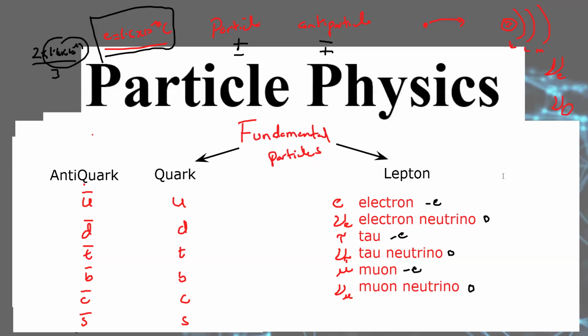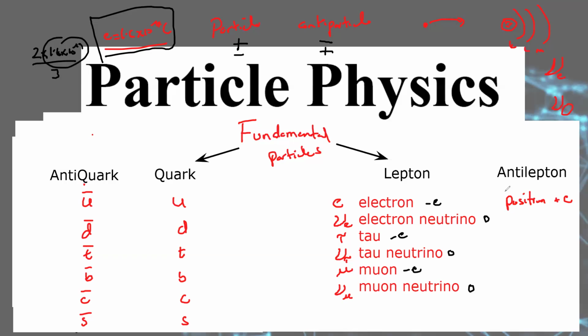Then for every particle, there is an antiparticle; for leptons we call it antilepton. The antiparticle of an electron, anti-electron I mean, is called a positron. The charge of positron will be plus E.